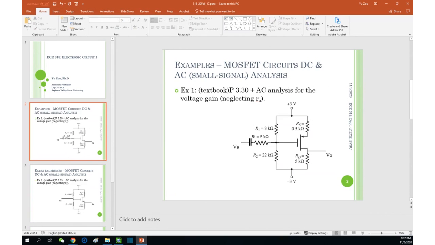Go ahead, Ray. We're using the same values for VTP and whatever the other thing was in 3.30? Exactly right. And I think it's fair to provide that here. So VTN is equal to what? Is it 0.8? Well, this should be VTP, shouldn't it? Because it's a P channel. Exactly. Now, what is it? I can't remember. VTP equals to negative 0.8.